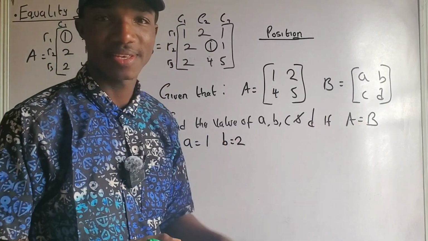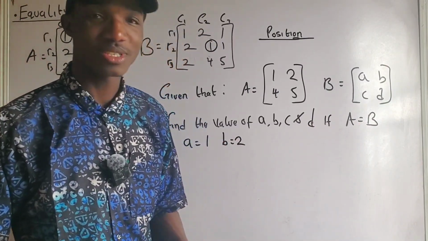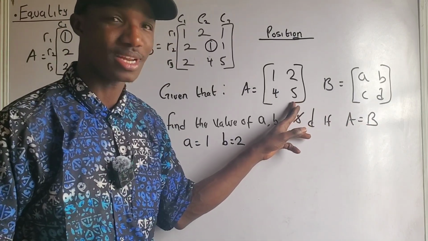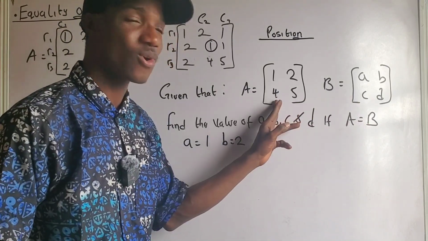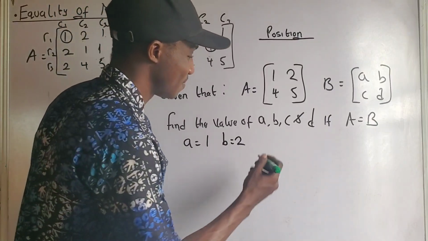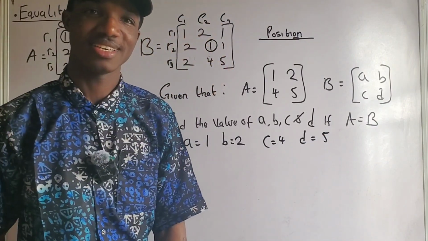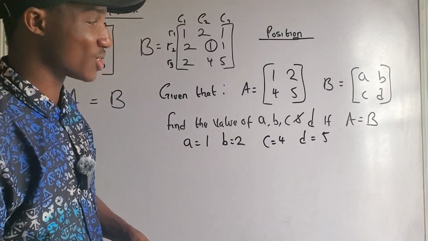Now, what of C? What is the value of C? Okay, C equals 5, Abby? No, that's not correct. C equals 4. So the value of C is 4. And the value of D equals 5. Do you understand? Okay, so that's the solution to that question.